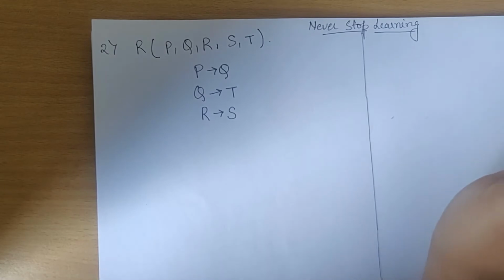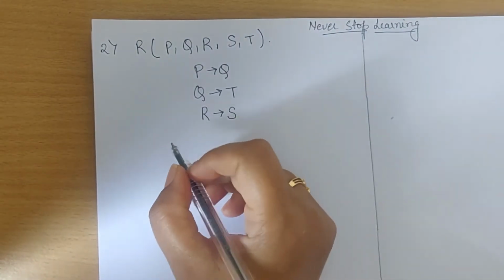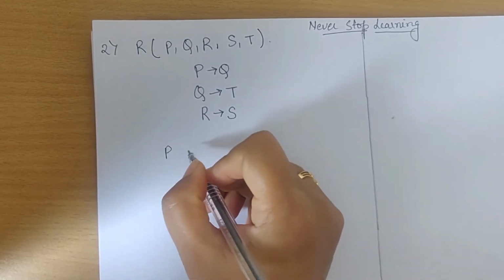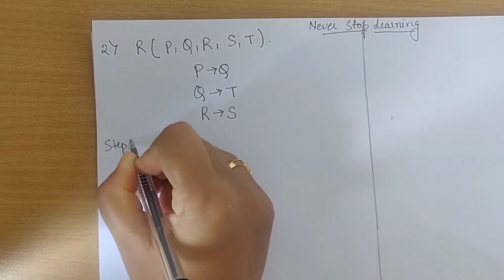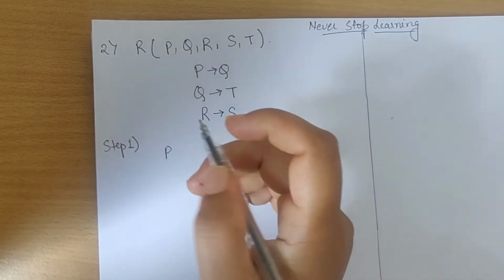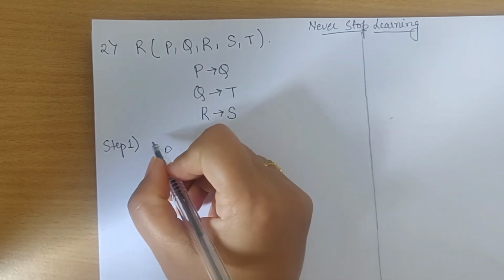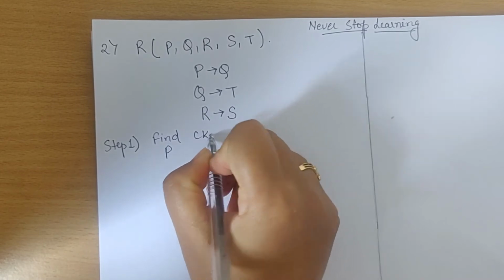First, find out the candidate key. So for finding out the candidate key, what do we have to do? We have to find out the director of the show. So step number 1, for this question I will write again. From the next questions I will not write all those steps. So first step, what are we doing? We are finding the candidate key.